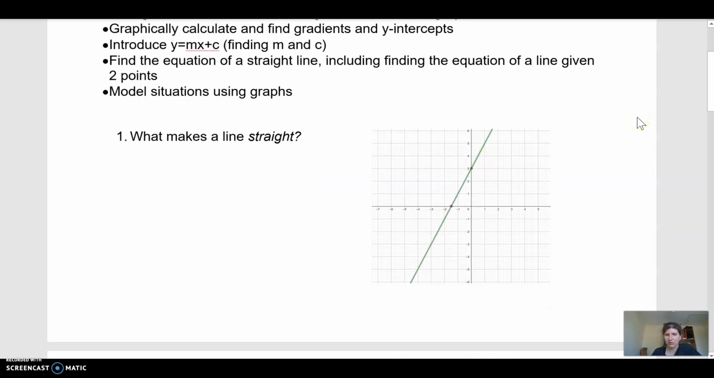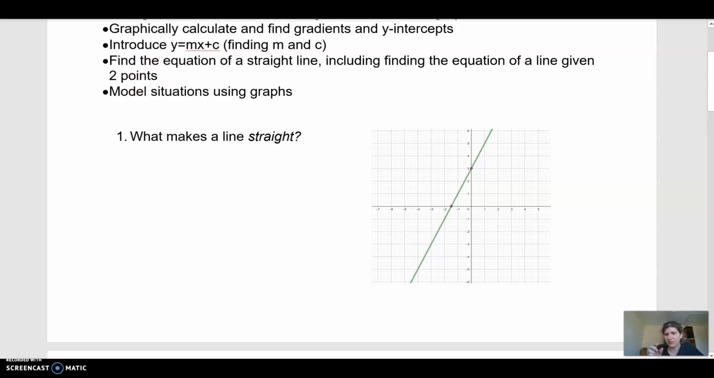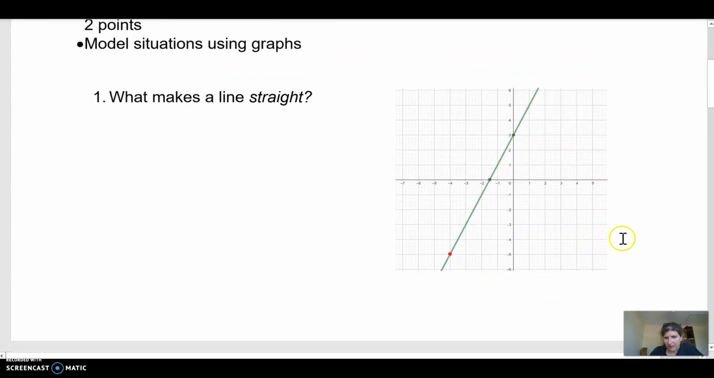So the first thing you need to know, I think the most important thing, is what actually makes a line straight. Well, a line is straight if it's got a consistent change between the points. So if we look down here at -4, for example, that point there, that's -5. And I'll see if I can make this a little bit bigger so you can see it. Okay, so that's -5. Now, if we go along to the next point, which is -3, we can see there that we've got a change in x of 1 and a change in y of 2.